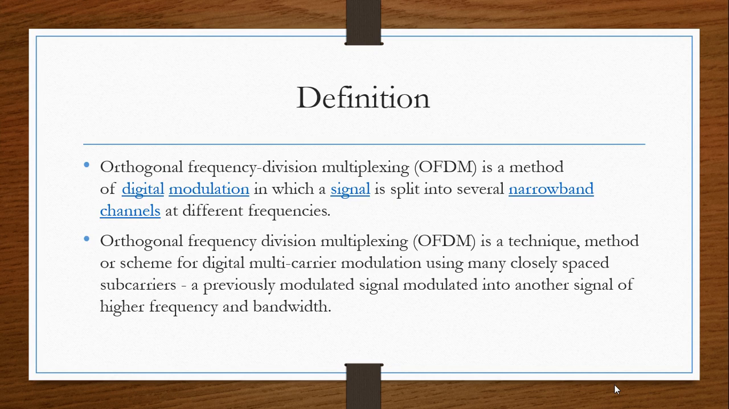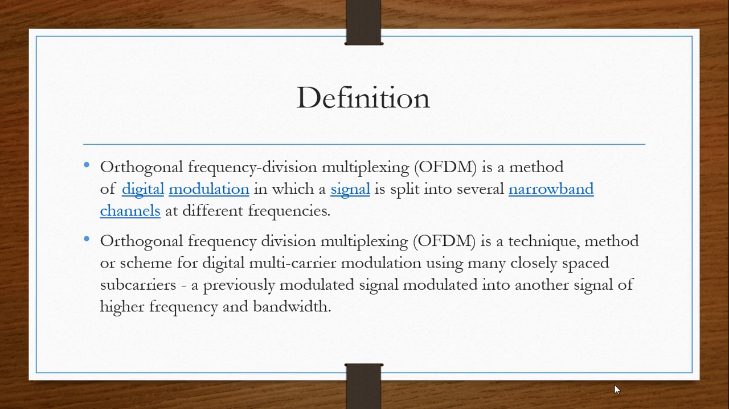So first, let's go through what exactly we mean by orthogonal frequency division multiplexing. It is basically a method of digital modulation in which a signal is split into several narrowband channels at different frequencies. In other words, it is a technique, method, or scheme for digital multicarrier modulation using many closely spaced subcarriers. That is, a previously modulated signal modulated into another signal of higher frequency and bandwidth. So this is a technical definition.